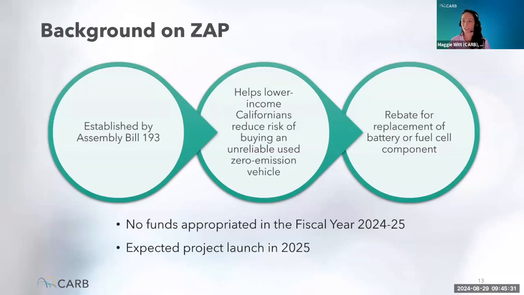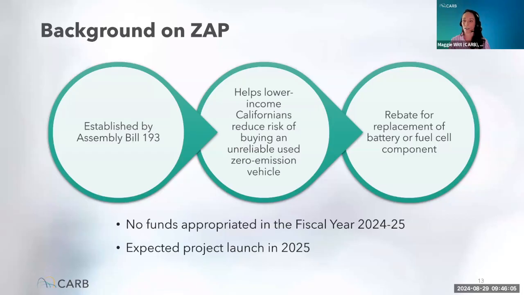Now let's transition to talk about the Zero Emission Assurance Project, or ZAP. ZAP was established by Assembly Bill, or AB 93, to help reduce the risk of buying a used zero emission vehicle or near zero emission vehicle, like a plug-in hybrid or a conventional hybrid vehicle. And specifically, the project would provide a rebate or a vehicle service contract for the replacement battery or fuel cell components for these vehicles.